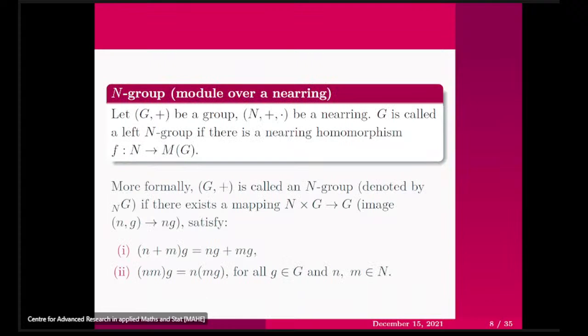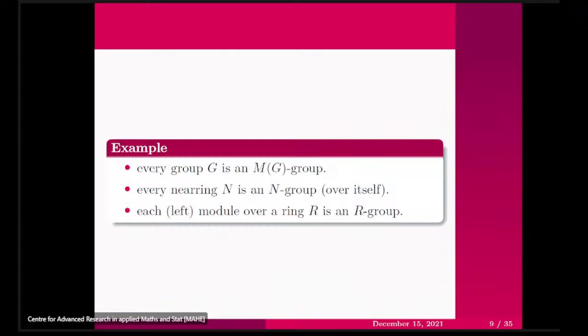Now we define the M group, that is modular over a nearing. Let G plus be a group and M be a nearing, then G is called a left M group if there is a nearing homomorphism from M to Mg. More formally, G plus is called an M group if there exists a mapping from M cross G to G which satisfies the following two conditions. Here M acts on the left.